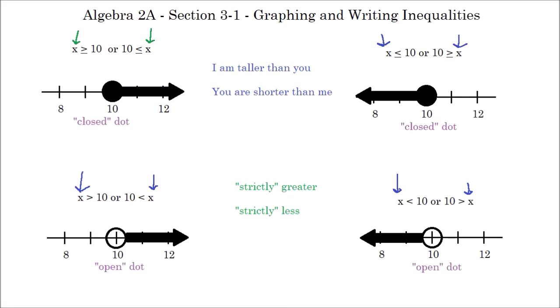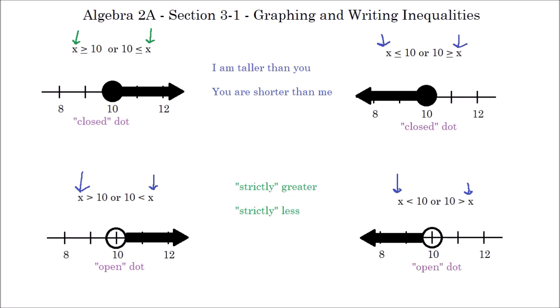So you may want to take a moment to compare these four graphs. They're all very similar in their inequalities. They're all very similar in their graphs. 10 is the reference number every time, but some differences are the direction that we shade or point the arrow, and then the type of dot that we have.